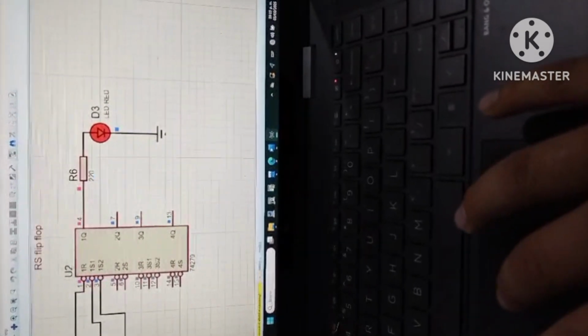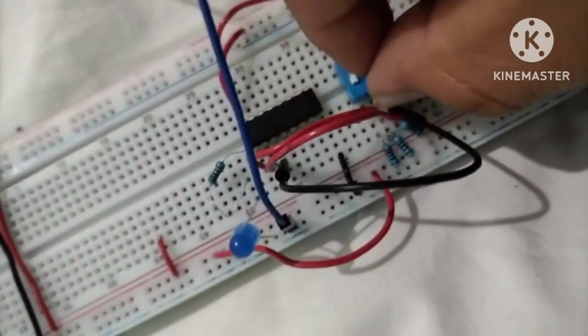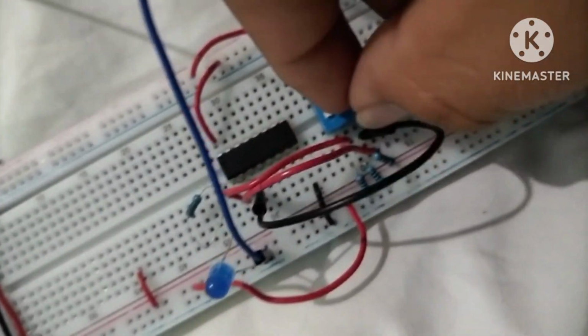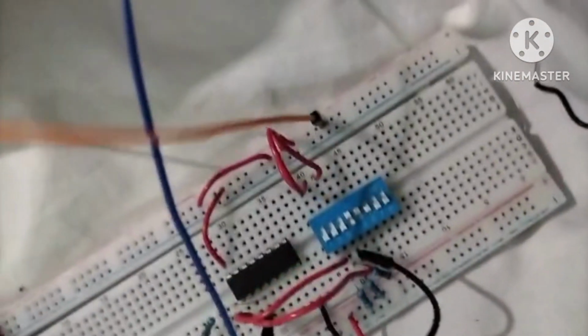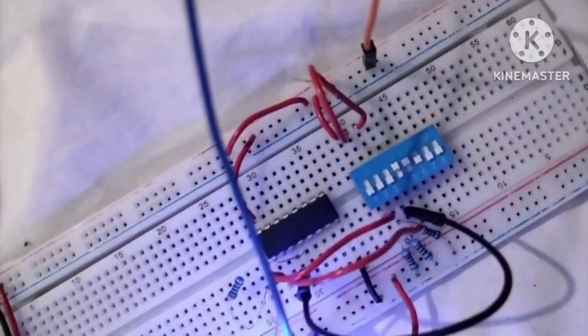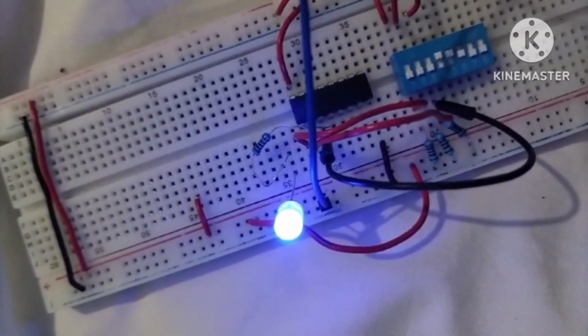And as we expect in the simulator, if all of this is done okay, it means that the LED is high. If we give voltage, the LED is high.